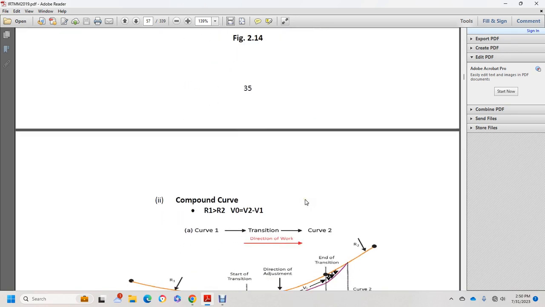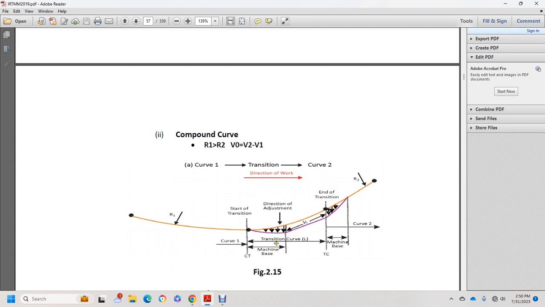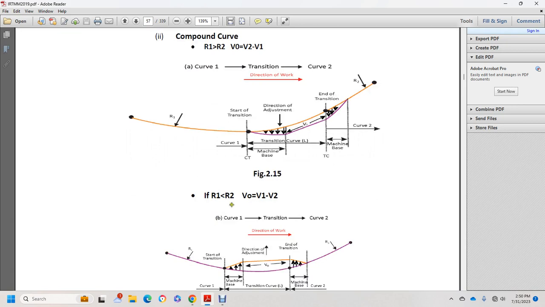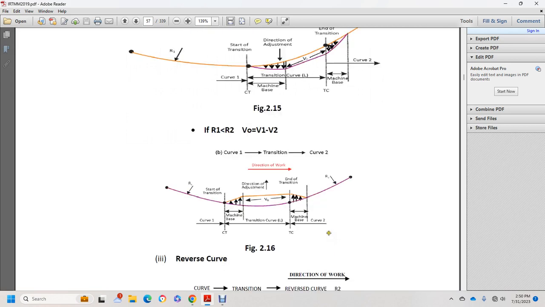Compound curve: radius 1 is greater than radius 2, with versine 0 equal to versine 2 minus versine 1, and the curve 1, transition 1, curve radius 1 and radius 2. The start of transition curve 1, machine base, transition curve direction of adjustment, machine base, end of the transition curve 2. If radius 1 is less than radius 2 and V0 is equal to V1 minus V2, then the curve transition curve shows radius 1, start of transition, machine base, direction of adjustment, transition curve and end of adjustment, machine base, curve 2 and radius 1.